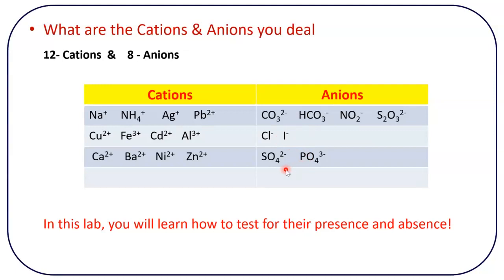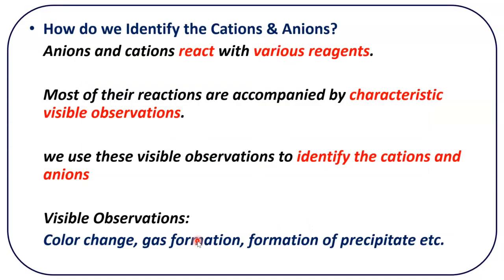The third group is called the miscellaneous group, and it contains three anions: sulfate, phosphate, and borate. But we're going to discuss just these two, sulfate and phosphate. In this lab, you will learn how to test for the presence and the absence of the anions.